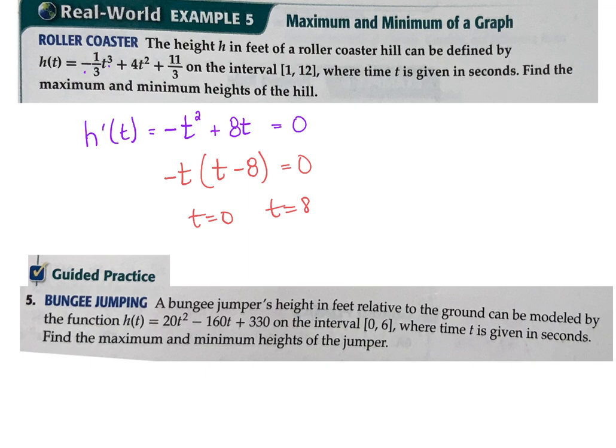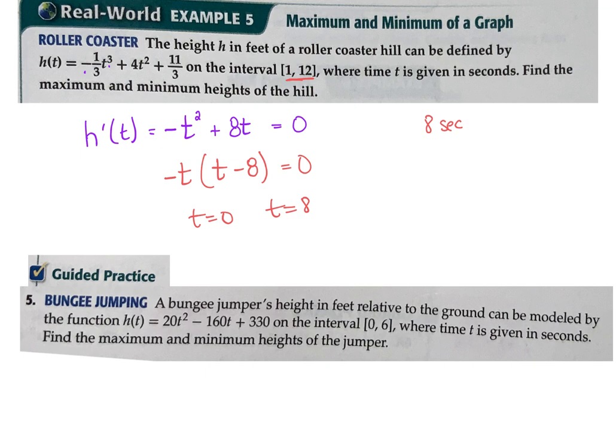So we're probably going to need to use the 8 seconds to figure out what our potential highest point is here. Now, when we're talking about critical numbers, we have 0 seconds, that's at the beginning, and we have 8 seconds. And then we have an interval that they have given us, from 1 to 12. Remember, t is time.